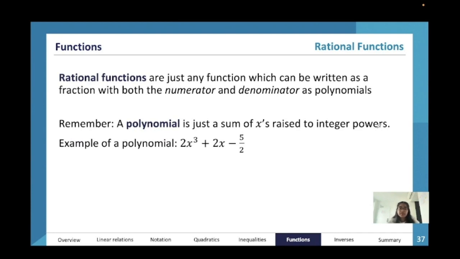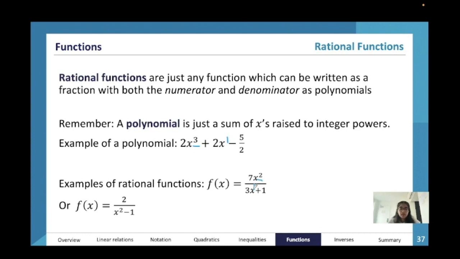An example is 2x cubed plus 2x minus 5, on 2. That's a great example of a polynomial because it has positive powers: x to the power of 3, x to the power of 1. An example of a rational function: you've got x squared on top, so you've got a polynomial on top and a polynomial on the bottom. Another example is also a rational function, because technically you've got 2x to the power of 0. So a polynomial on top, degree 0, and a polynomial on the bottom with a degree of 2.